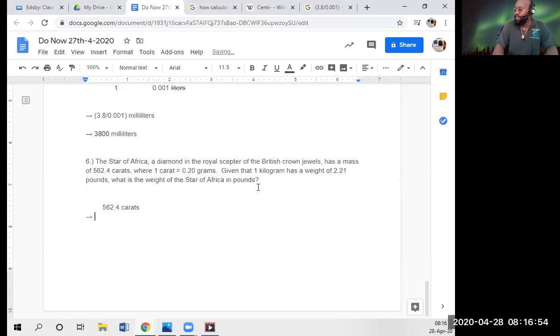And make a fraction bar. And another fraction bar, because I've got a feeling it's going to be needed. And again, this goes pretty much 562.4 carats. Just put it over 1. So now we can start a conversion process.